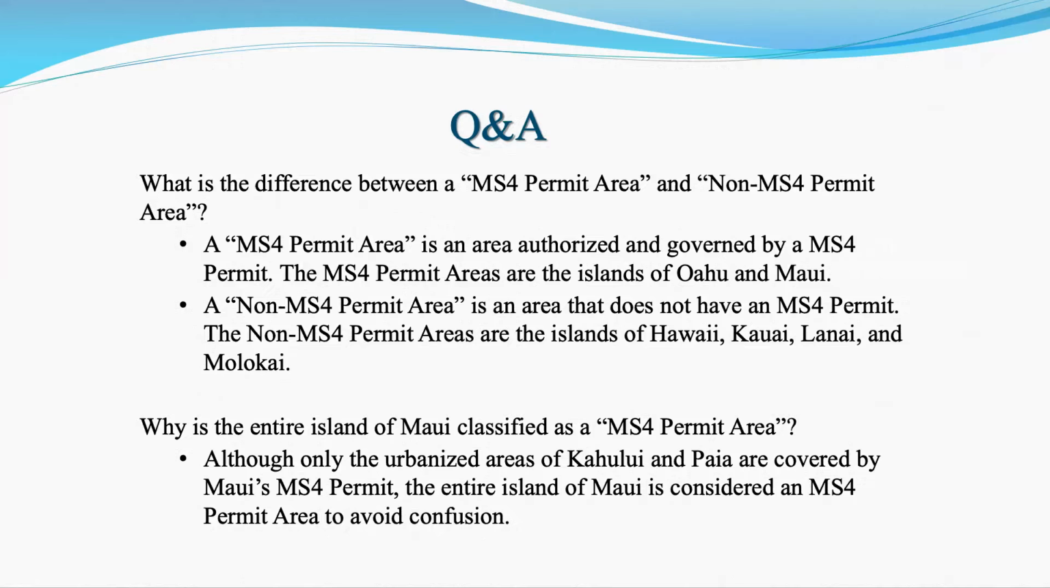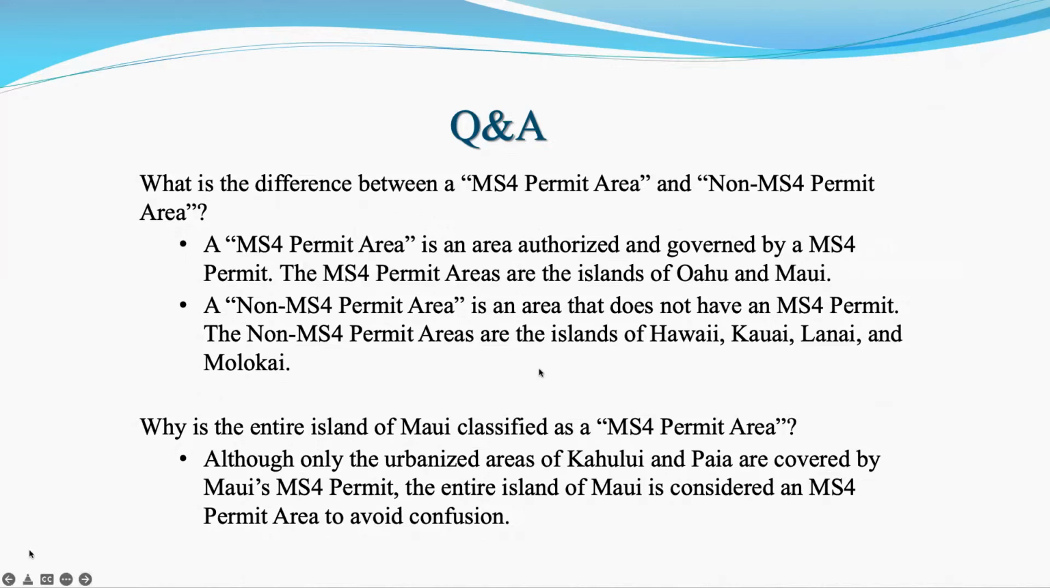The MS4 permit areas are the islands of Oahu and Maui. A non-MS4 permit area is an area that's not covered by one of these permits. And the non-MS4 permit areas are the islands of Hawaii, Kauai, Lanai, and Molokai.